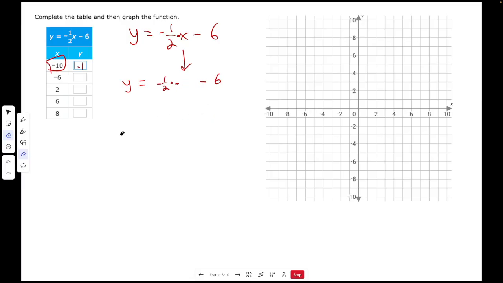Let's try another one here. So what happens if we plug in -6? Again, we do -1/2 times -6, which is 3. Then we do 3 minus 6, which is -3.